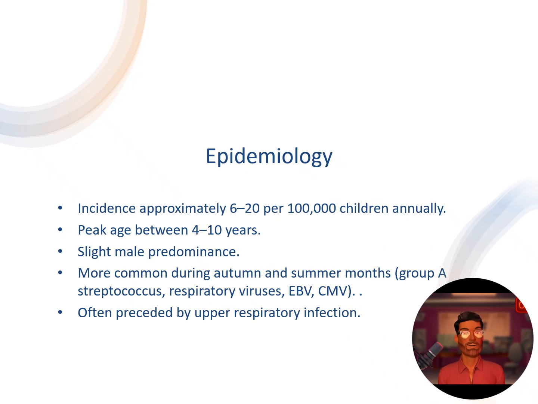Epidemiology: around 6 to 20 per 100,000 children annually. Peak ages are around 4 and 10 years old. There is a slight male predominance, although essentially it is a wash. It is most common during the autumn and winter months, where there is usually an infectious trigger, oftentimes group A strep, respiratory viruses, EBV, CMV, sometimes even strep pneumo.